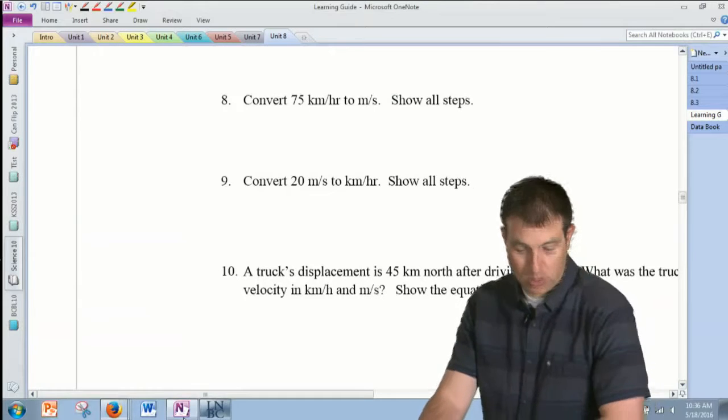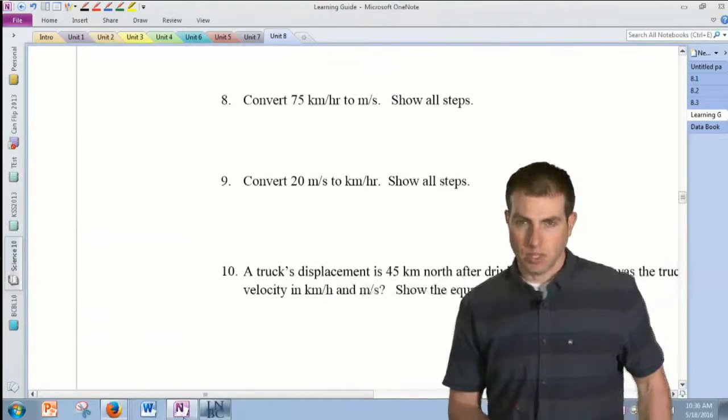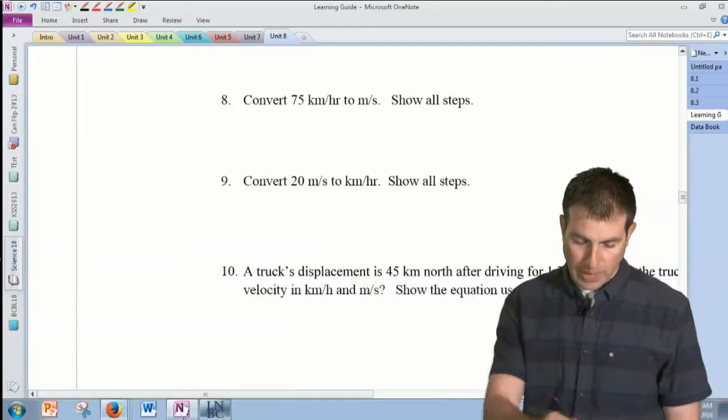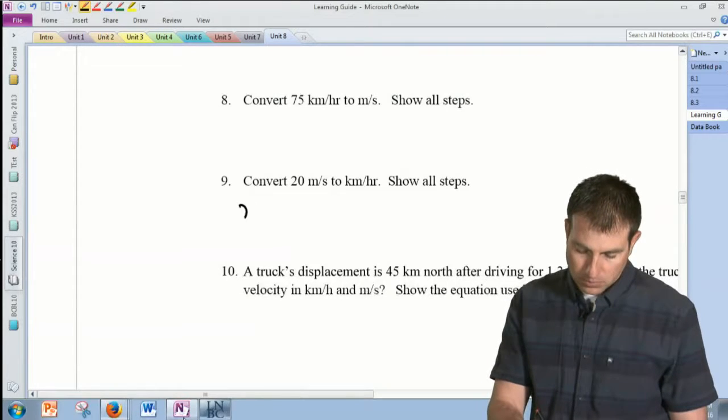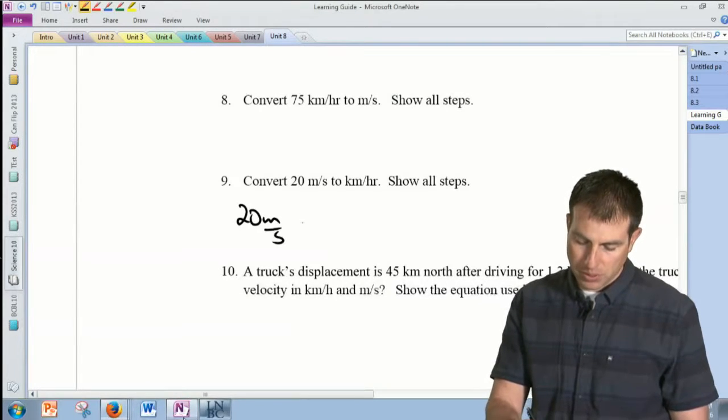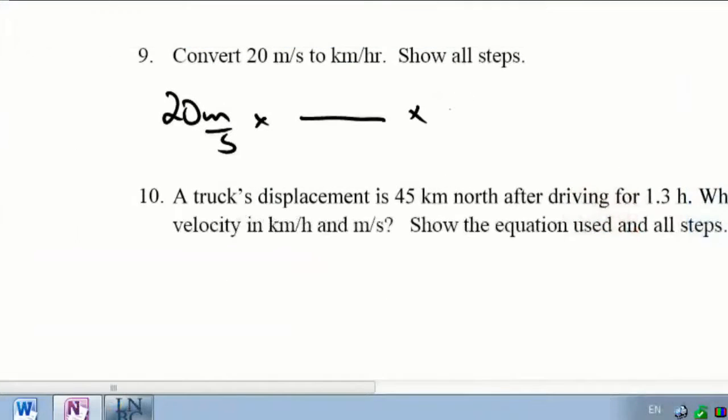Convert 20 meters per second to kilometers per hour. Show all steps. This is a good question. It's kind of going backwards. I like it. So let's do it. 20 meters per second. It's going to be the same 2 steps. I have meters on the top. I want to get rid of meters, so I put it on the bottom. I want to end up with kilometers on the top, so it goes on the top. I have seconds on the bottom to start.